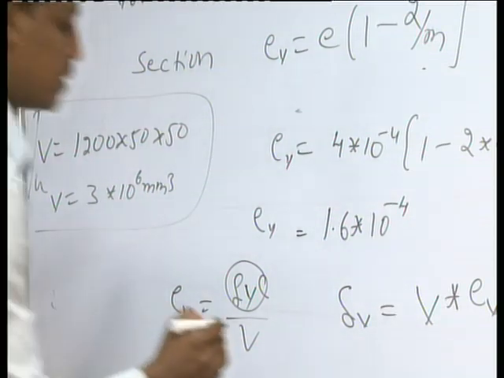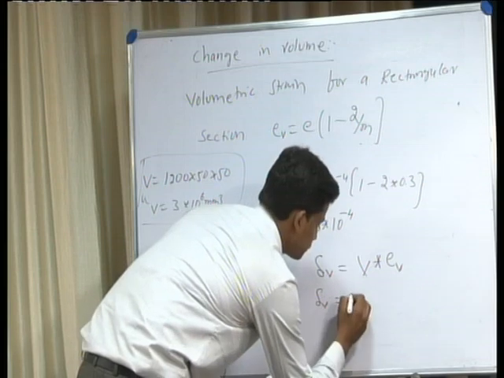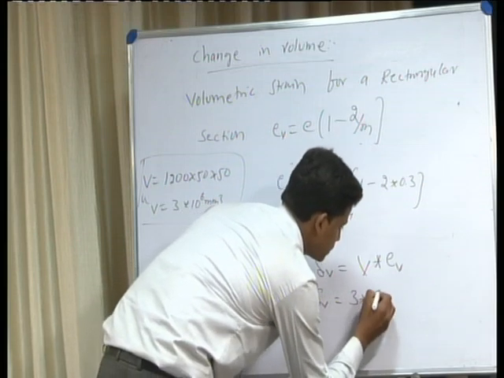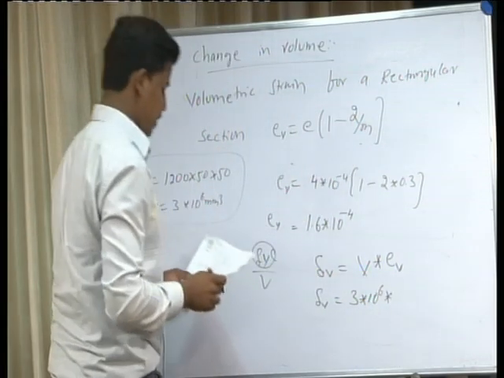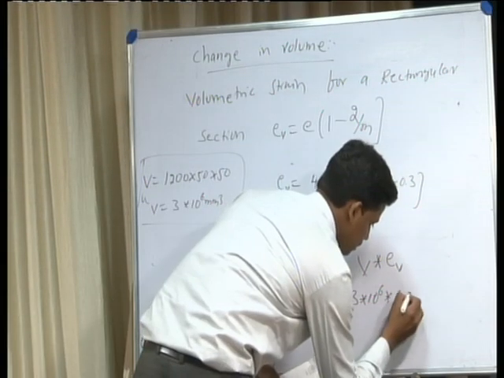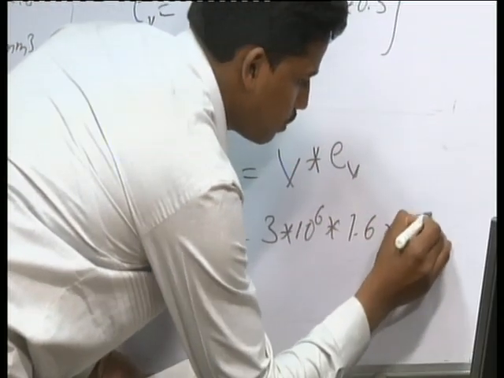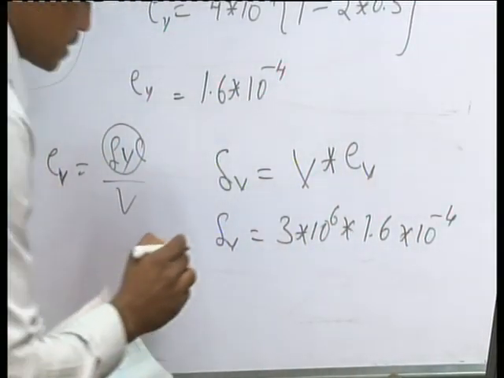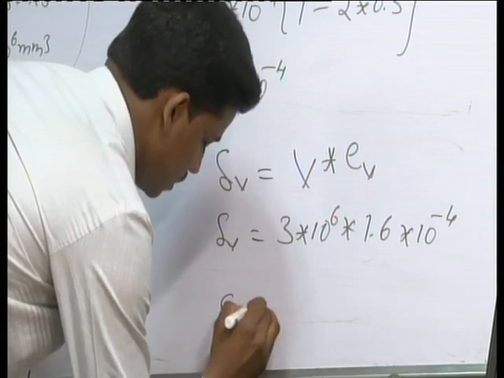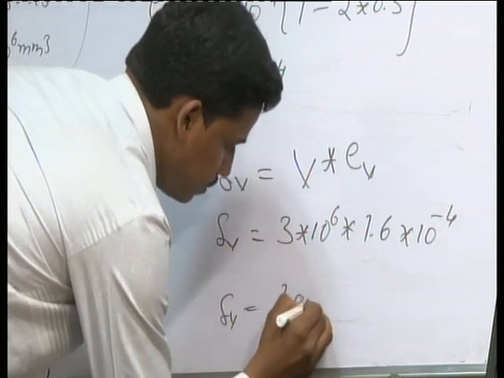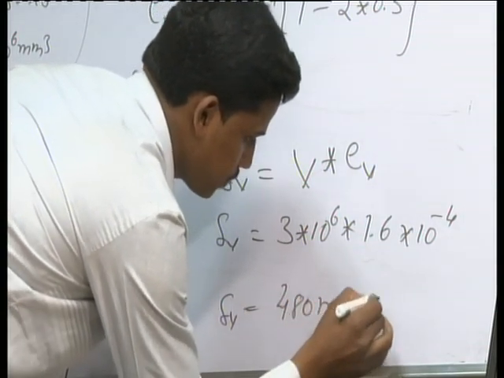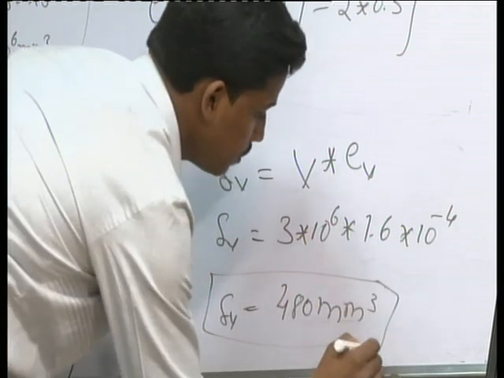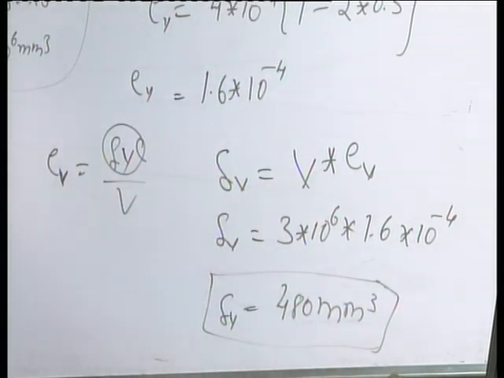So if you substitute these values, 3 into 10 to the power of 6 into EV as 1.6 into 10 to the power of minus 4, we will get the change in volume as 480 millimeter cube. 480 millimeter cube.